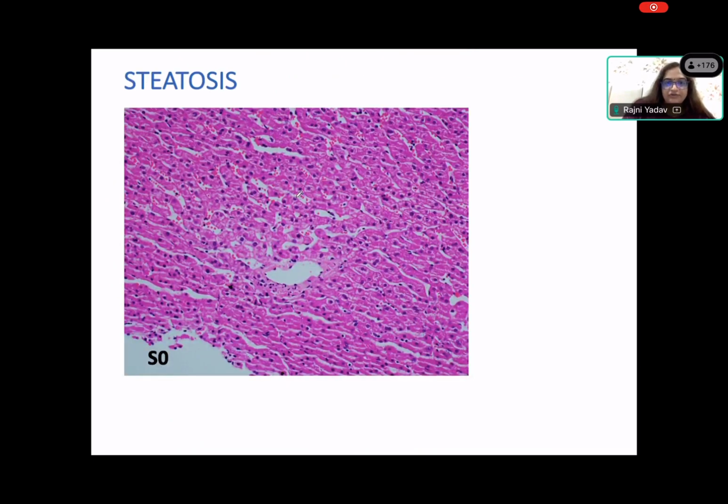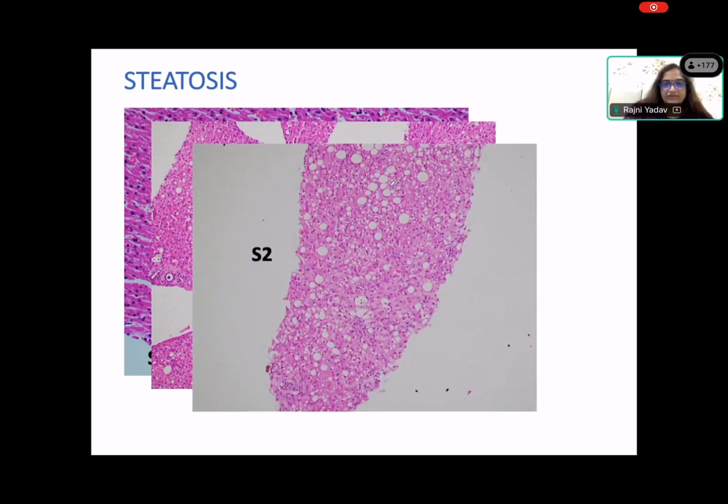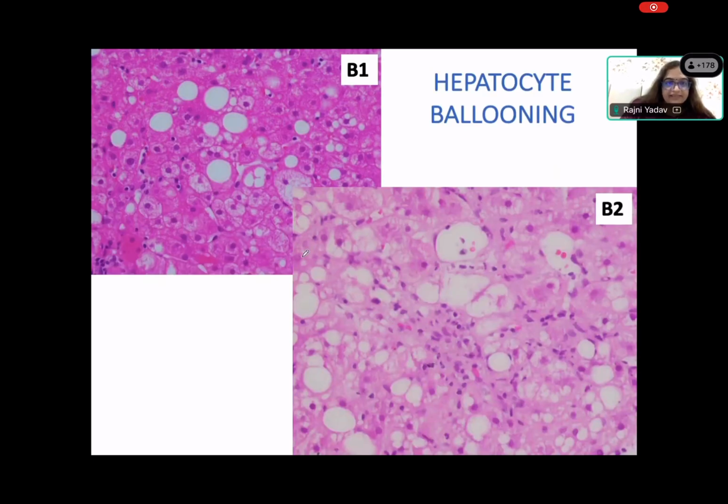These are the examples. See no fat, so that's S0. Now you have about 1/3 fat, that is S1. If you have 2/3 fat, that's S2. And this has more than 2/3; see, the uninvolved areas are lesser. So it's more than 2/3, that's S3. Then here we can see the ballooned hepatocytes are fewer.